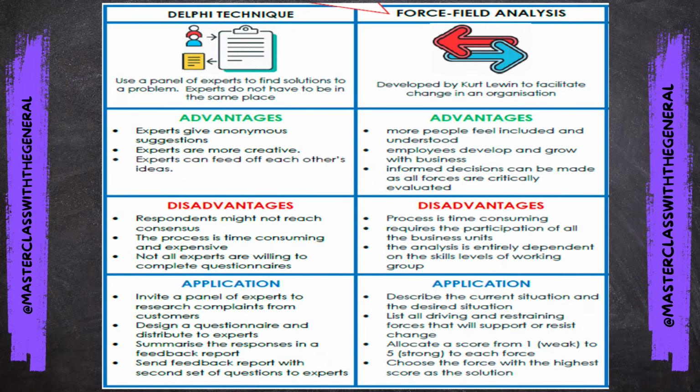Number two, list all the driving and restraining forces that will support or resist the change. So we are focused on a change here, and we are saying, what are the advantages? Those are the driving forces. What are the disadvantages? Those are the restraining forces, the pros and the cons. Then we are saying, let's look at all of them simply first by listing them. The next, allocate a score from 1 being weak to 5 being strong to each force.